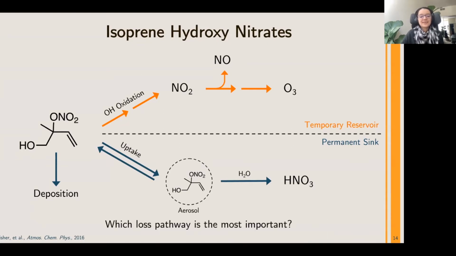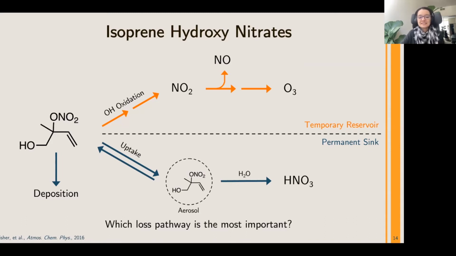So which loss pathway is the most important? It seems like this would be a fairly straightforward question to answer, because really all you need to do is figure out the loss rates for these three different pathways and compare them to each other to see which one's the fastest.